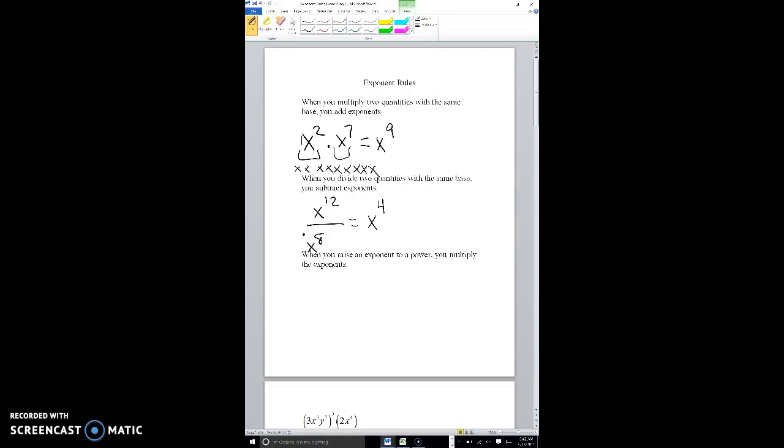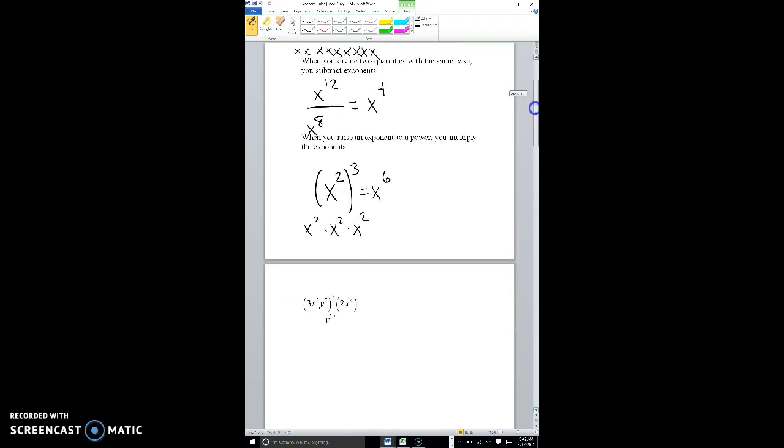All right, third rule. When you raise an exponent to a power, you multiply the exponents. So here, x squared cubed, you get x to the 6th. Again, the reason here, x squared cubed means x squared times x squared times x squared. Now you're back to rule 1, where you're multiplying the same base, you add the exponents, or if you thought about writing these all out, you'd have 6 x's in a row. All right, so those are the 3 basic exponent rules.